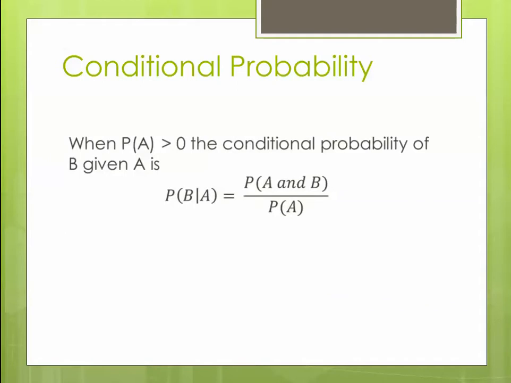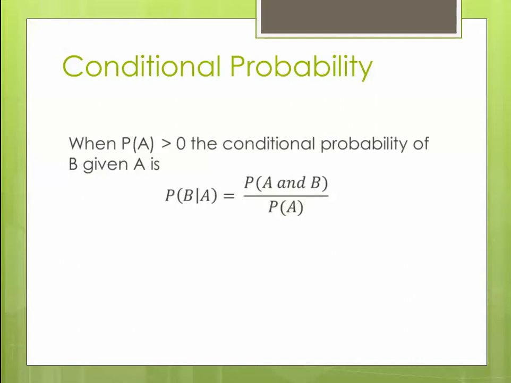So when the probability of A is greater than 0, and we put that restriction on because if the probability of A were 0, then we would be dividing by 0 and we would have an undefined probability, which makes sense because if A can't happen, then how can you talk about the probability of B happening given that A has already happened if it can't happen? So that's why we put that caveat there.